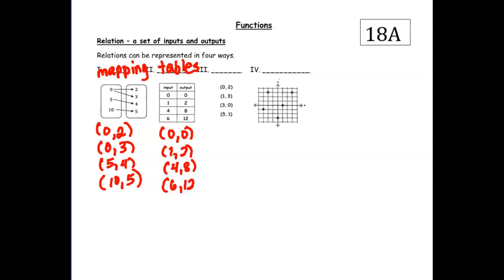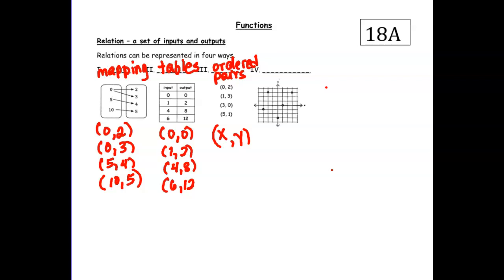Okay, the third way, we have our ordered pairs that we've been talking about. We should be pretty familiar with ordered pairs. In this case, our x is the input and our y value is our output. It's always in the form x and then y.